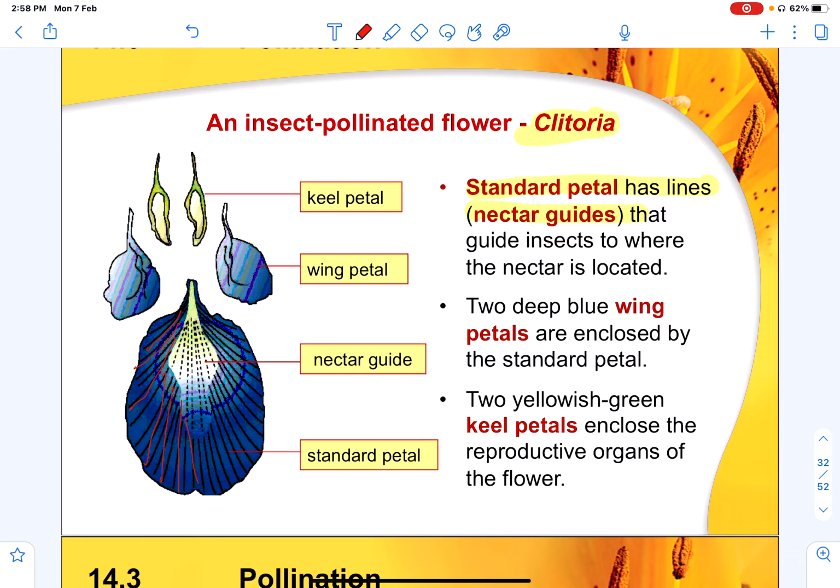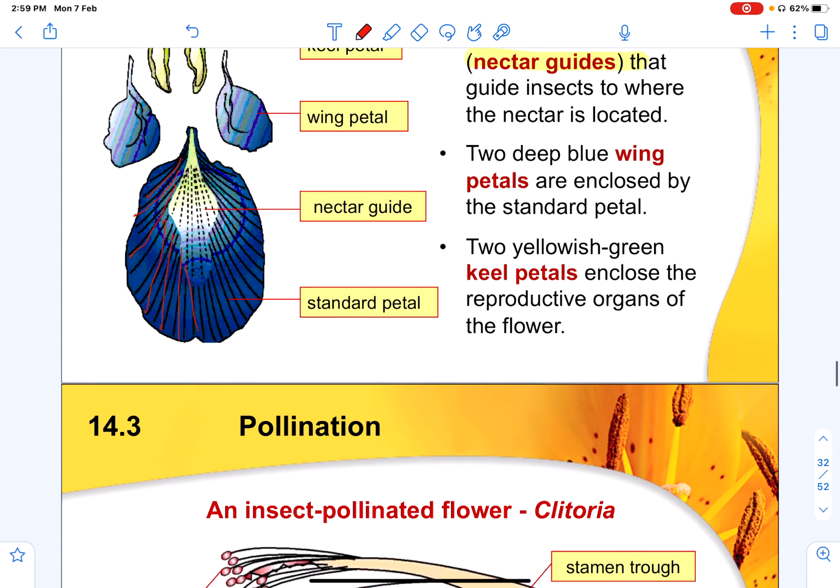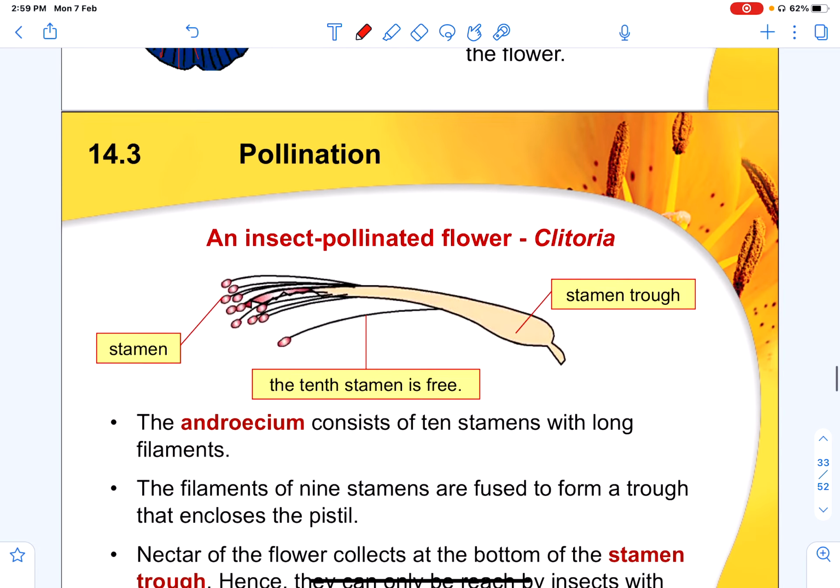And in this case, there are two deep blue wing petals that are enclosed by the standard petals. Later on you will see how they are able to rub against the body of the insect to release the pollen grains onto the stigma. Sometimes it helps to protect the inner side of the stigma to prevent any form of self-pollination. And of course, you have two yellowish green keel petals that enclose the reproductive organs of the flower.